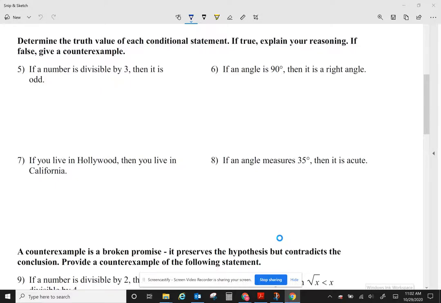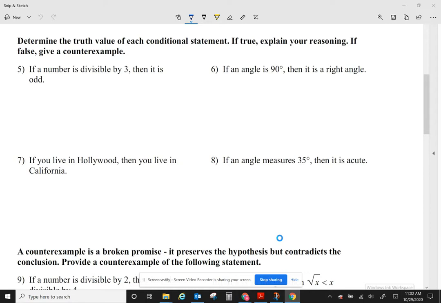In the previous lesson, we talked about a conditional statement, the if and the then statements. Now, we know that the hypothesis is the if part, and the then part is what we call the conclusion. Now, we're going to be talking about the truth value of each conditional statement. So, determine the truth value of each conditional statement. What I'm asking is, is this statement true or is it false?